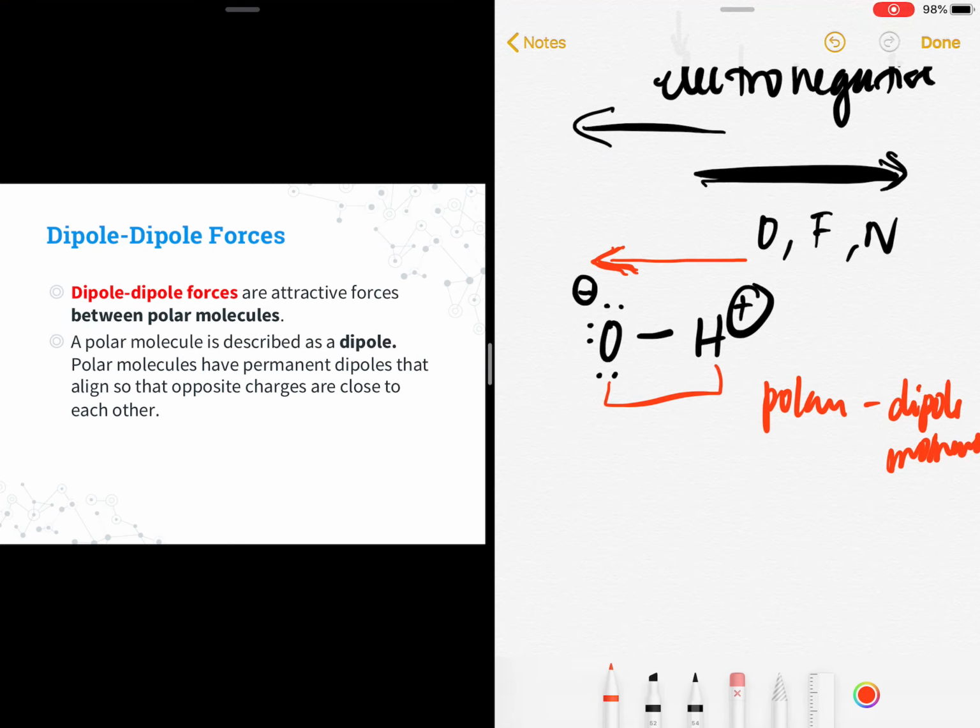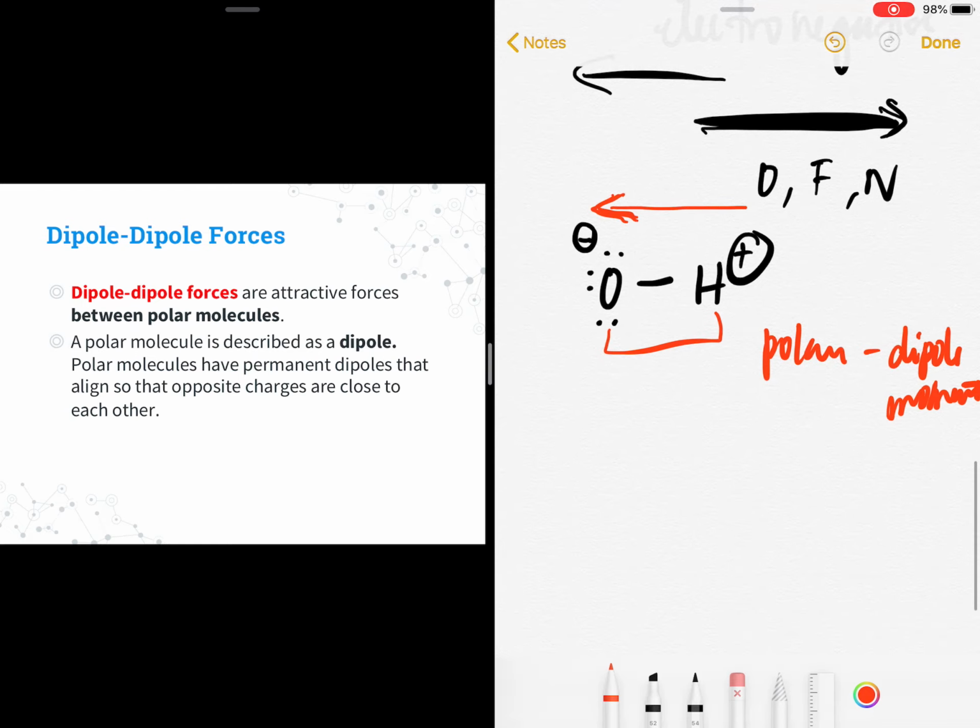So, dahil meron siyang dipole moment, what type of intermolecular forces can this OH molecule form? It can form dipole-dipole forces. Ayan. It can form dipole-dipole forces. I think this is clear.